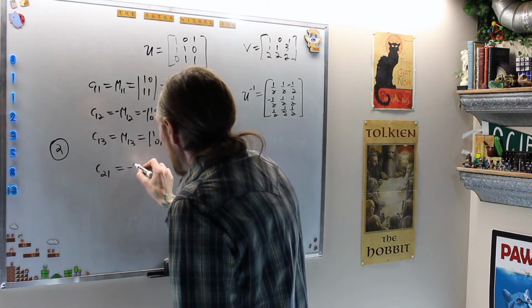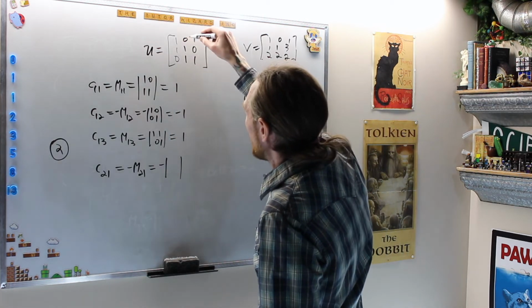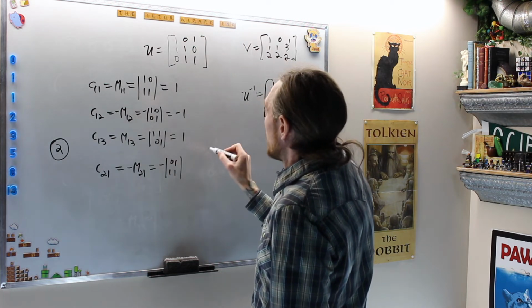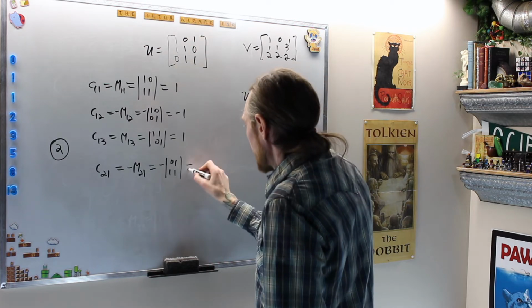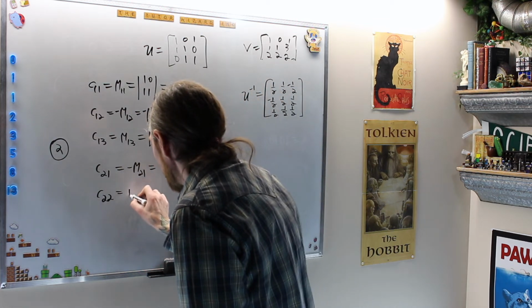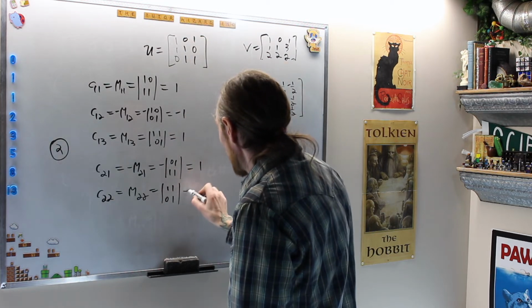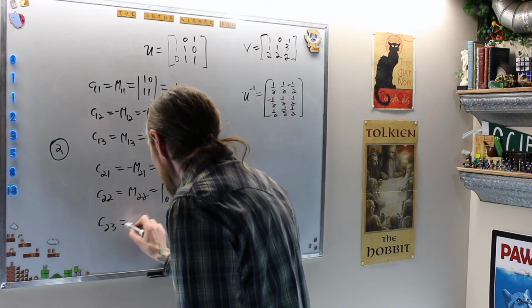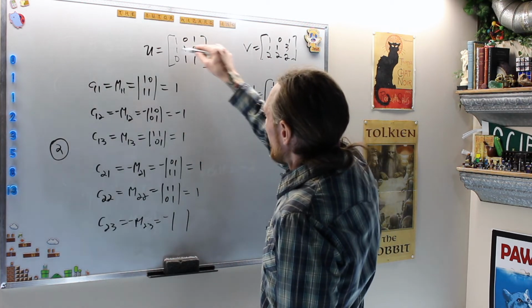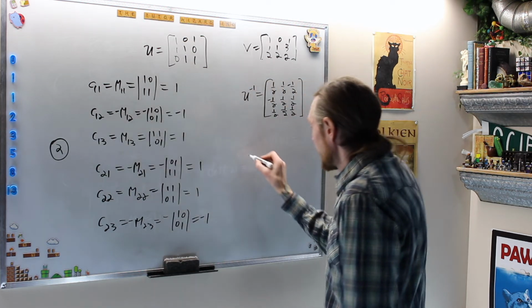C21 is equal to negative M21, which is negative the determinant by blocking off row 2 and column 1, so 0, 1, 1, 0, which is 1. C22 is equal to M22, which is obtained by blocking off the cross, so we get 1, 1, 0, 1, which is positive 1. C23 is equal to negative M23, which is negative the determinant obtained by blocking off row 2 and column 3, so 1, 0, 0, 1, which is negative 1.